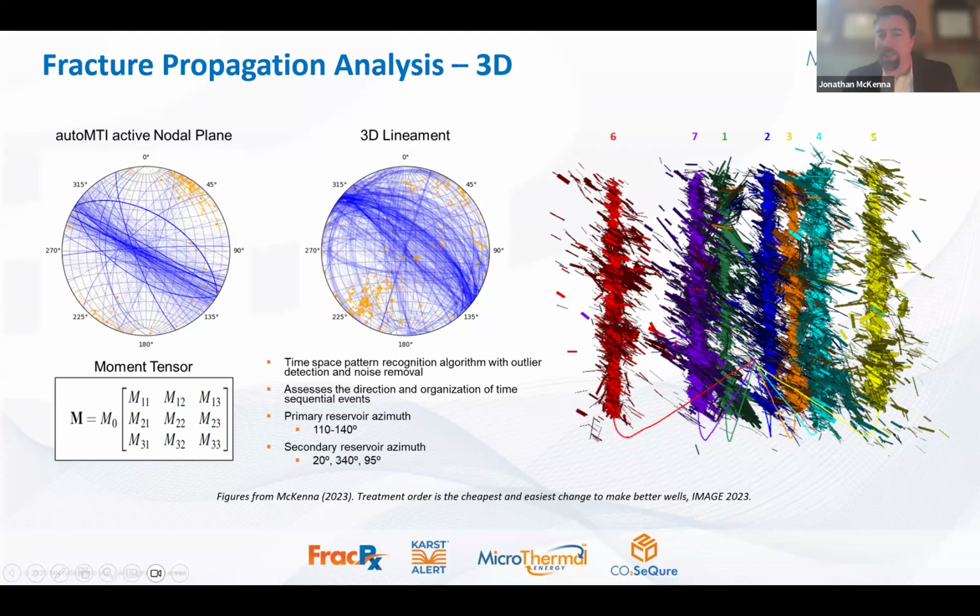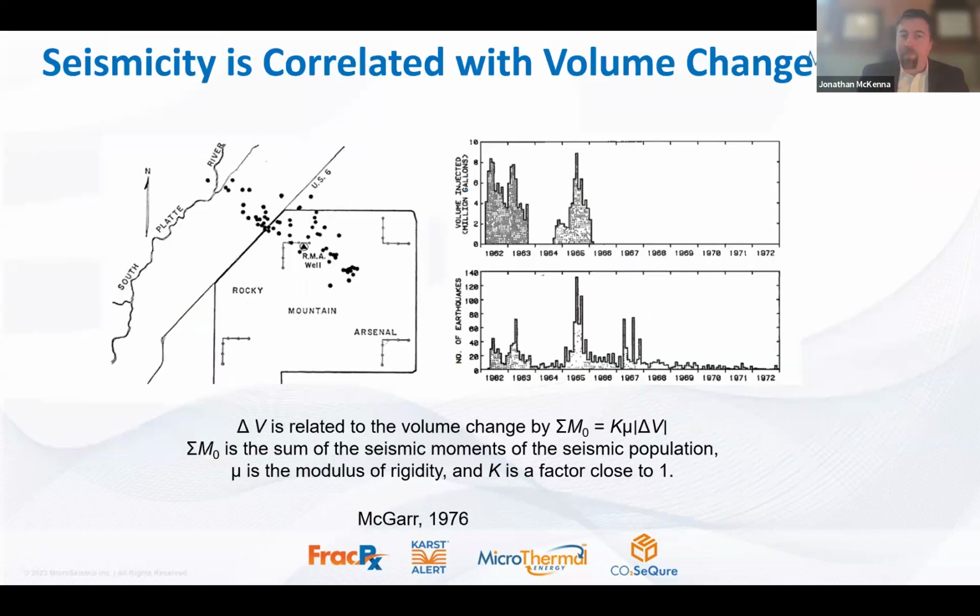So we can test different examples. Sometimes people think they might have pancake fractures, where the fractures are actually flat as opposed to these vertical fractures. And in that case, we would see that in our 3D lineament and recognize, hey, yeah, maybe we are getting these pancake fractures. But far and away, mostly what we're measuring are more vertical oriented fractures.